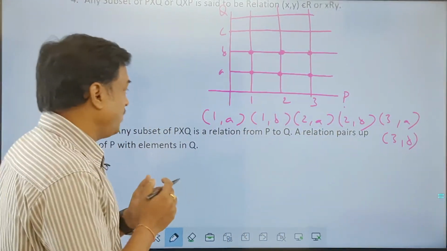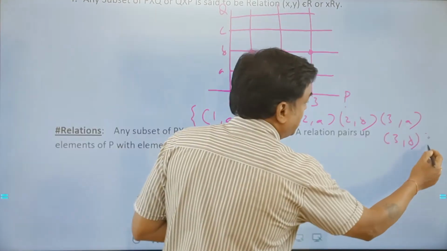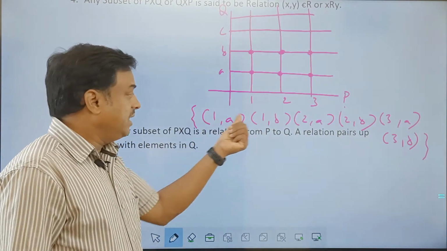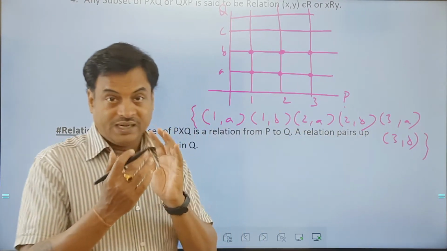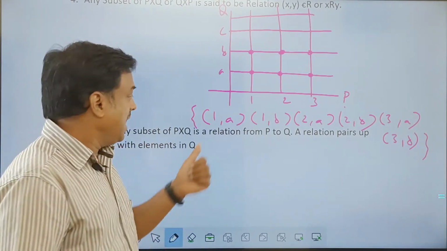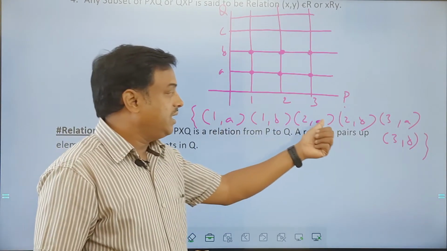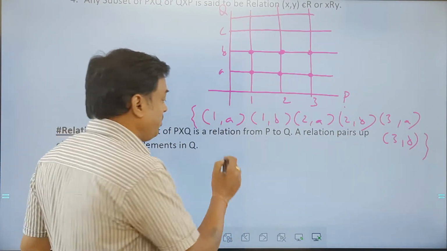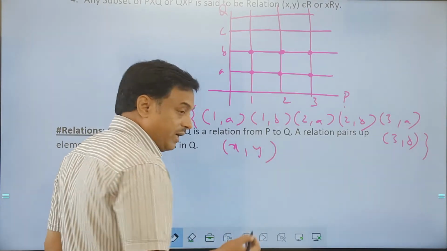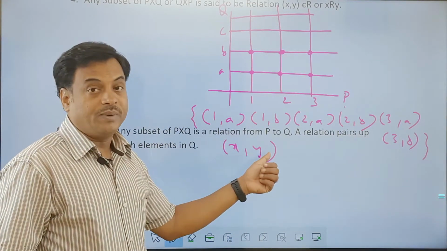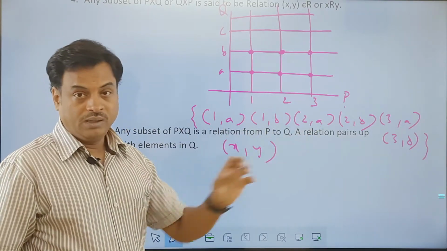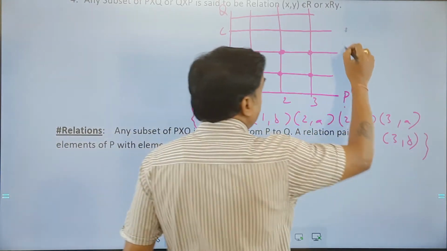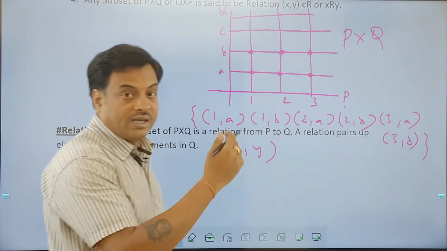Here we are getting one useful and very important point. The first ordinate of an order pair represents the x-axis: 1, 2, 3. The first ordinate of this order pair represents the x-axis, and the second ordinate, that is A, B, represents the y-axis. So whenever you write an order pair, it will be in the form of x comma y, which we all know. X represents the x-axis, y represents the y-axis. So all the first elements will be of the x-axis, the second will be of the y-axis. This is the P into Q graph.